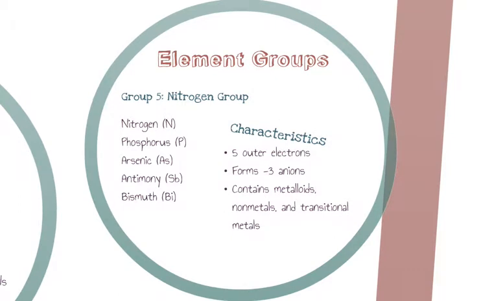Group 5 elements, which I'm just calling the nitrogen group, contain all of these elements, but for our class, just know that the nitrogen and phosphorus are in this group. They have 5 outer electrons, and so for them, it's going to be easier to gain 3 electrons to obtain a full outer shell, and when they have a negative charge, remember, they're called anions.